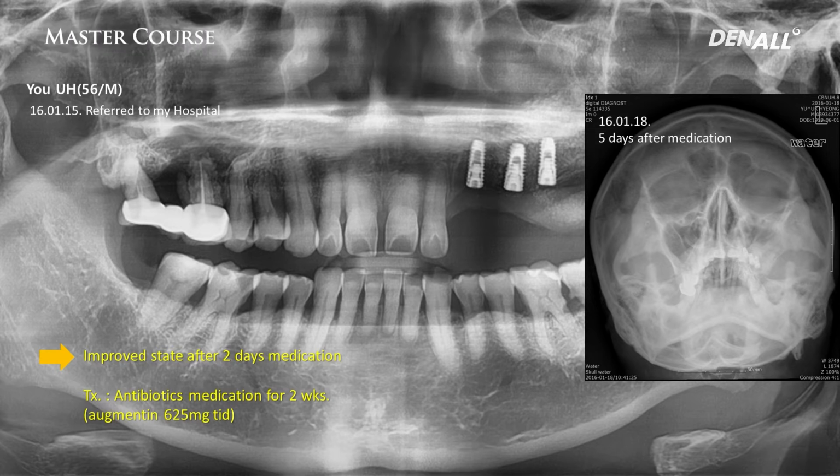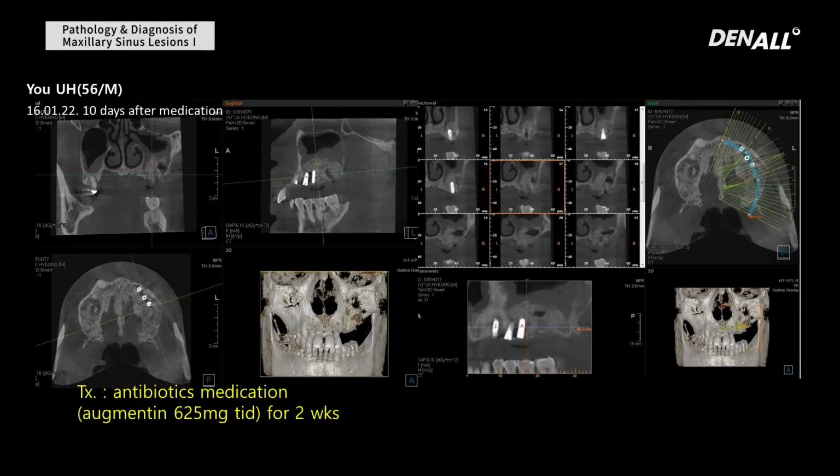CT was taken initially, and 5 days later, since the patient complained of sinusitis symptoms, this is the Water's view. You can see on the left side, haziness has increased, but you can see airflow with the nasal cavity. The maxillary ostium is not fully blocked. The patient was prescribed antibiotics, Augmentin, 625 milligrams for 2 weeks, 3 times a day.